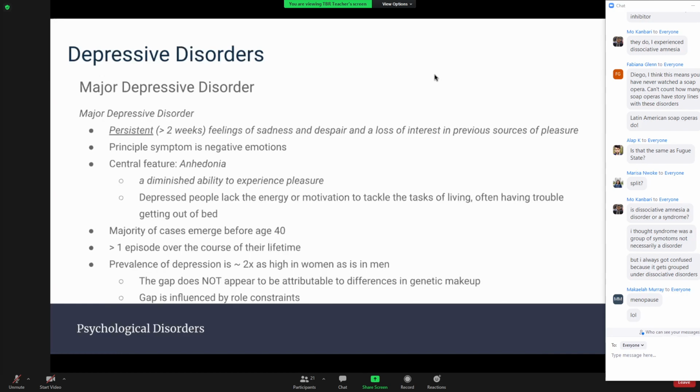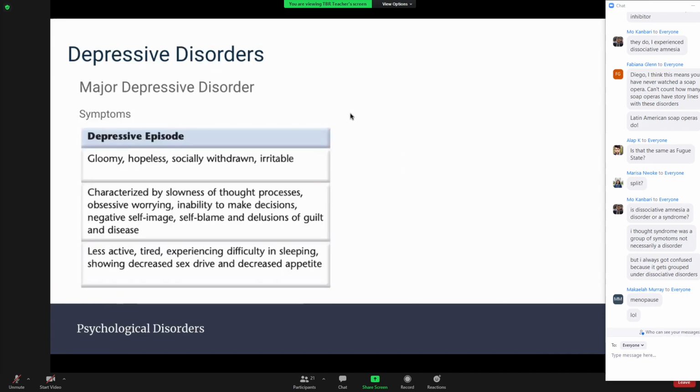Where you can really find a lot of explanation is in sociological factors. So these are some of the symptoms you need to know for depressive disorders. They're pretty self-explanatory, so I don't think you need to really memorize these, except for some of the ones that stand out that you might not be familiar with. For example, irritable, perhaps decreased sex drive, decreased appetite.